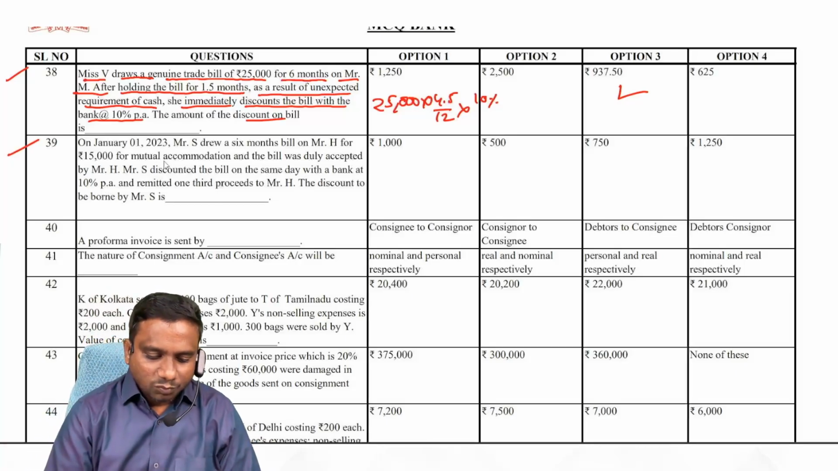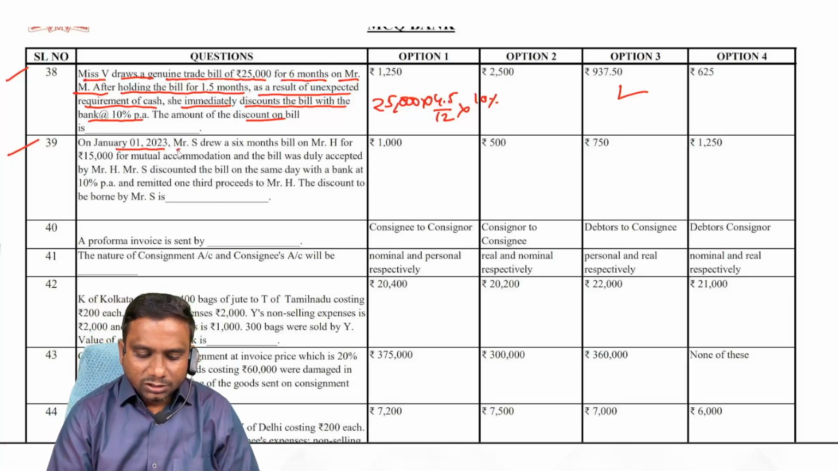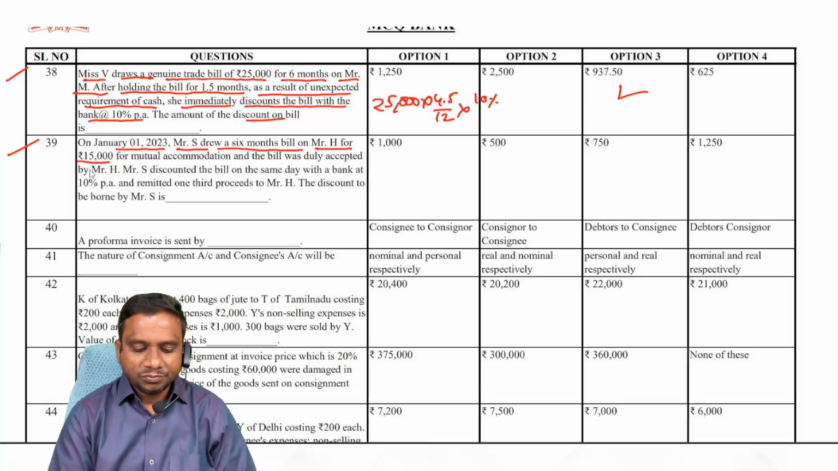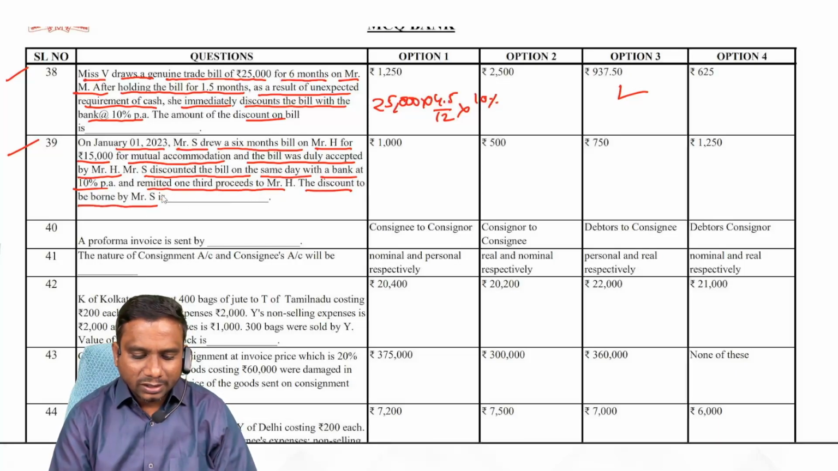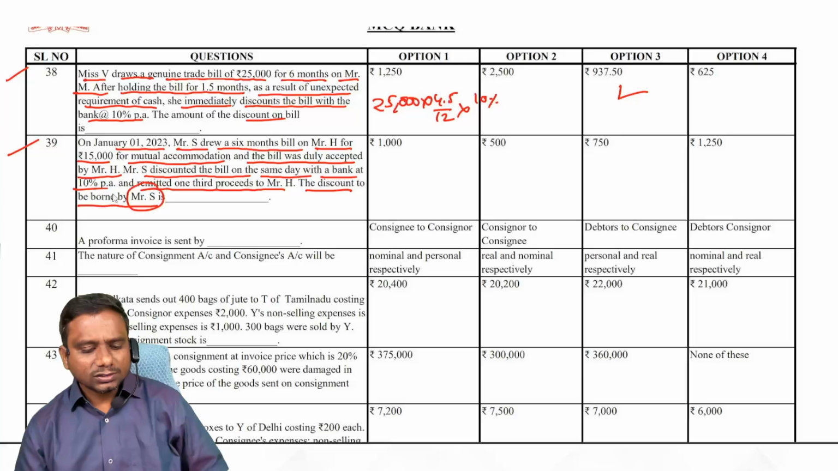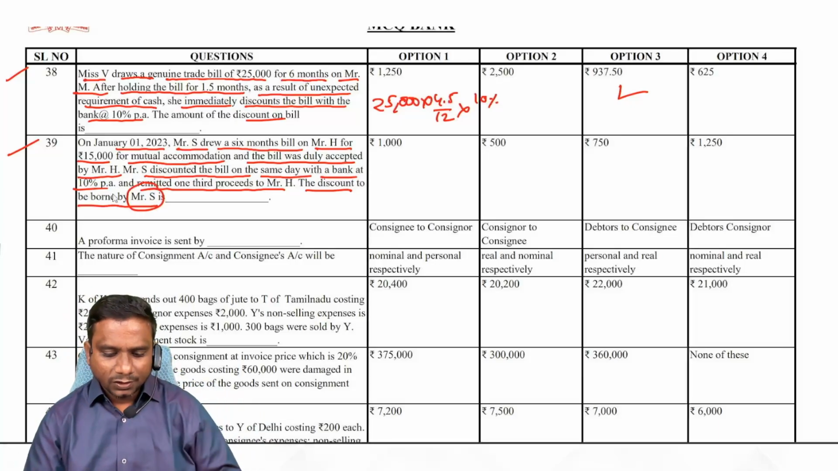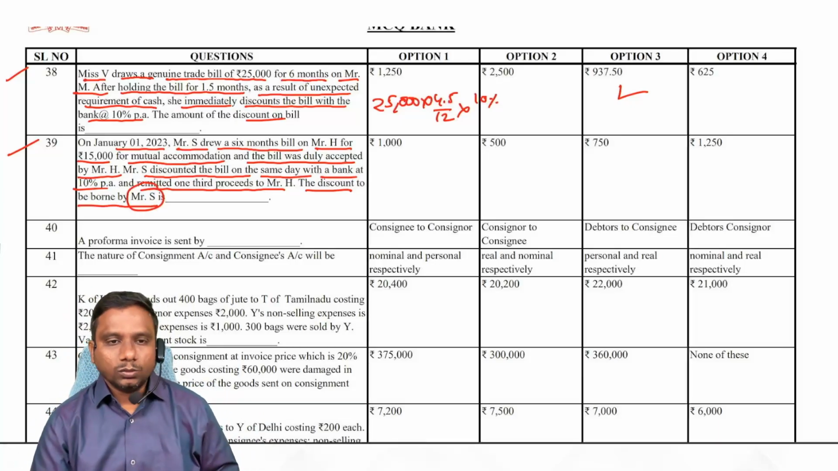Next one, 39. On January 1st, 2020, Mr. H drew a 6 months bill on Mr. H for 15,000. For mutual accommodation, the bill was duly accepted by Mr. H. Mr. H discounted the bill on the same day with a bank at 10% per annum. Remitted one third proceeds to H. The discount to be borne by Mr. H. Mr. S drew, no? Yes. So first of all, calculate the discount.